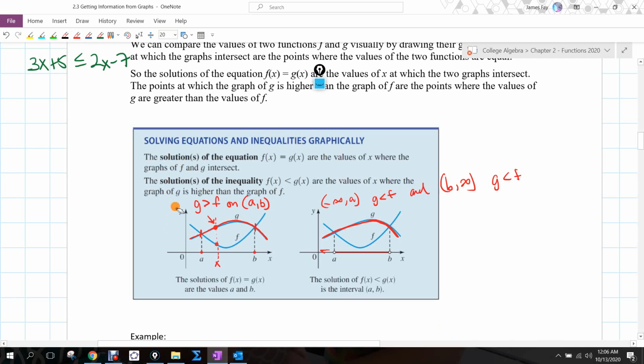So that's what is being argued here in this blue box. If you know where you have solutions for the equation, then solutions of the inequality f of x is less than g of x are the values of x where the graph of g is higher or greater, or the y value is bigger than the y value for f.